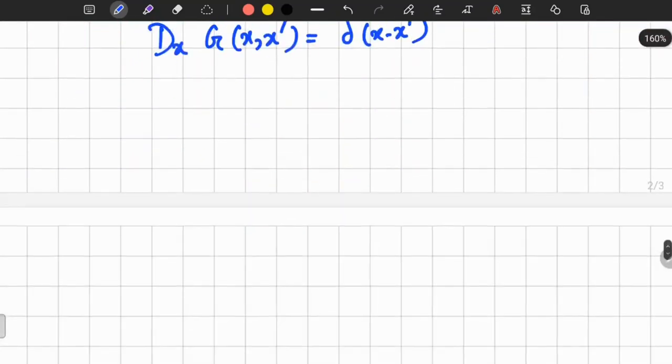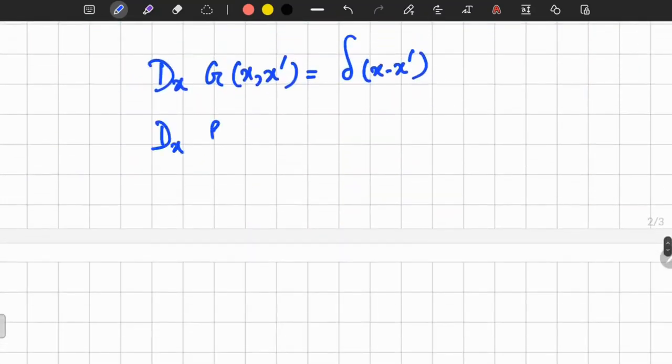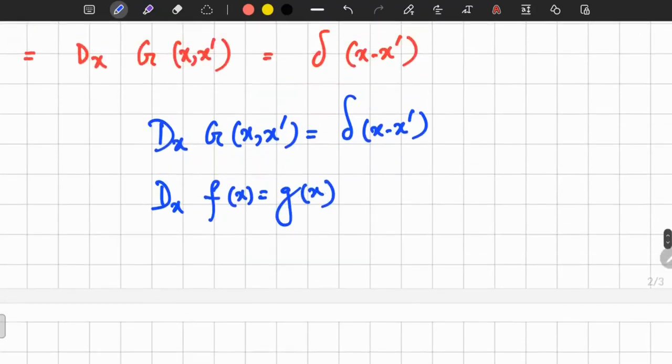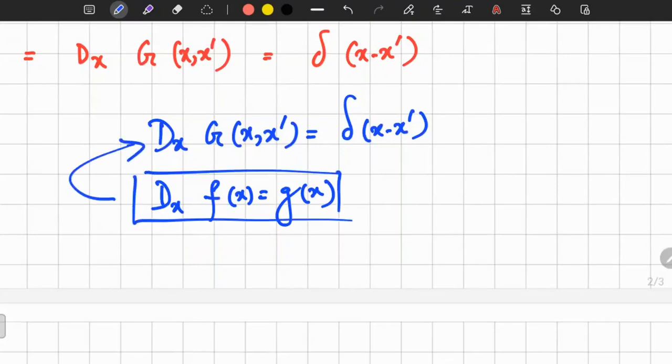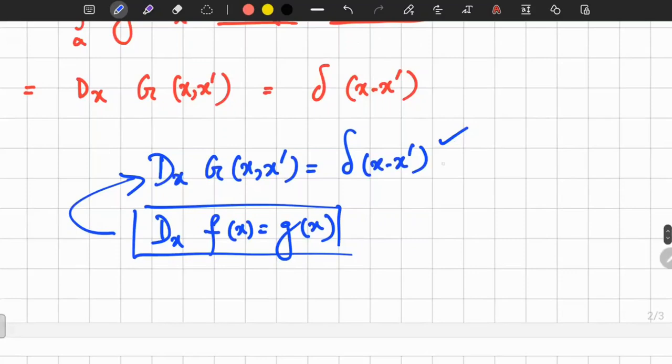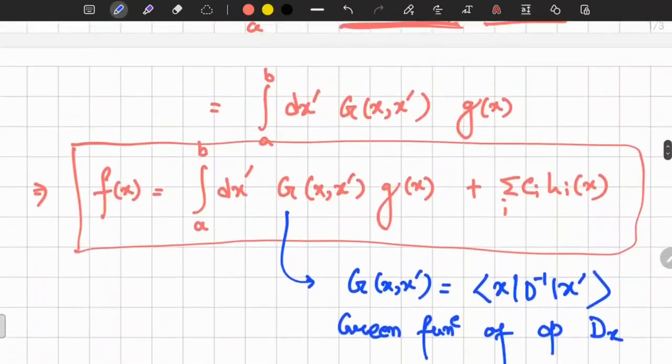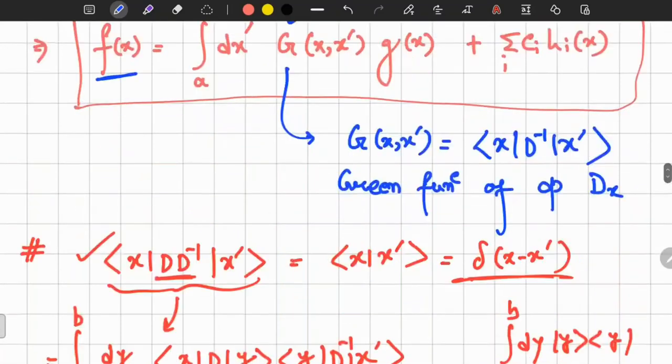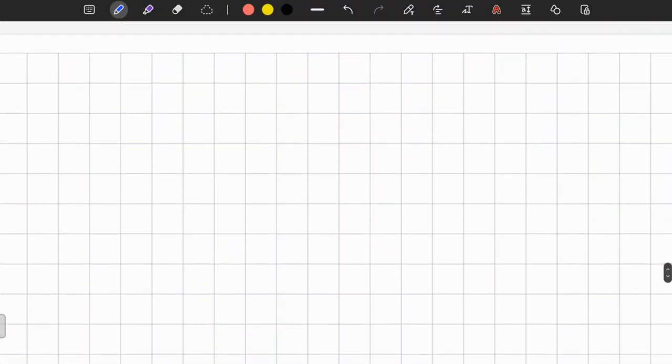Okay. And if we remember, our main equation was D f(x) equals g(x). This was our main equation. So if this is our main equation, then directly we can write down this equation for the Green function. Now, if we solve this equation, then we can obtain g, the Green function, and if we put that Green function here, then we can obtain f(x). This is our total method, the procedure. So let me deal with one example.